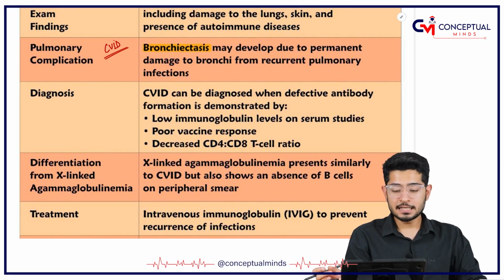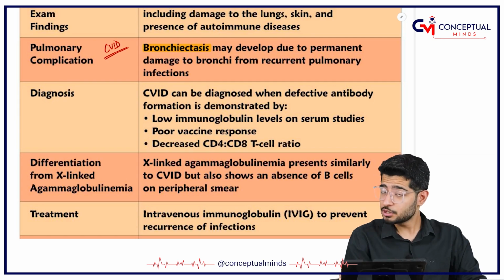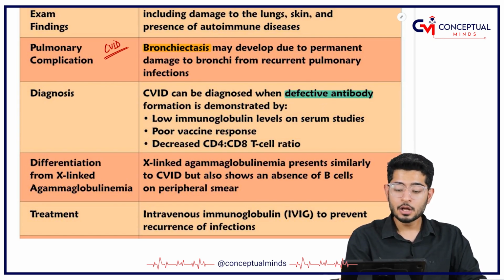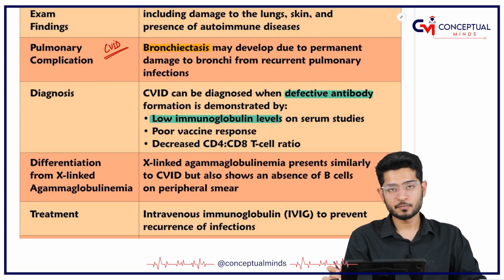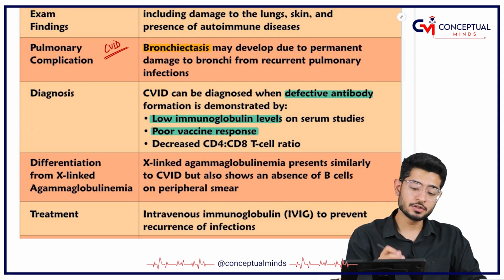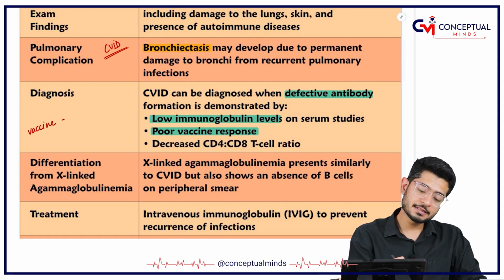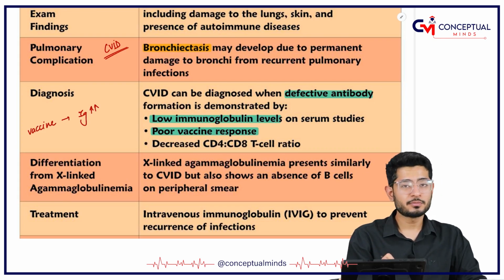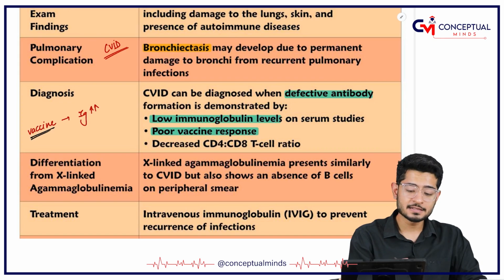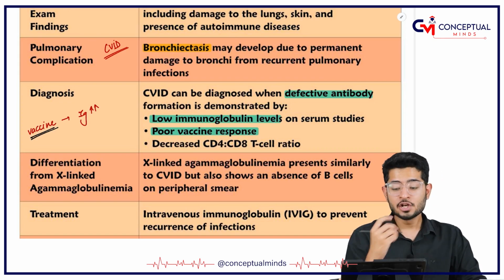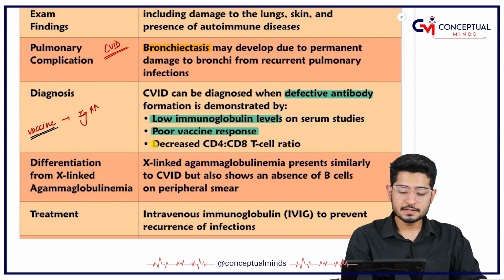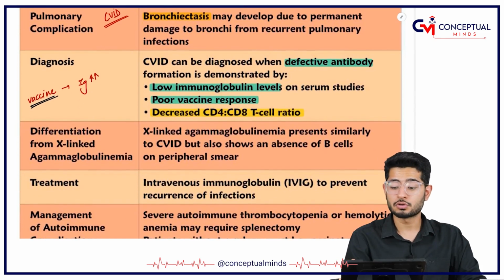Now CVID can be diagnosed when defective antibody is demonstrated. Understand, we can be sure of this diagnosis when we see the defective antibody. So how to demonstrate this defective antibody? Low immunoglobulin levels, poor vaccine response. If you know very well, a vaccine is something which is given to increase the amount of immunoglobulins, and since the immunoglobulin formation is hampered in this case, vaccines are also not going to give you some immunity. So poor vaccine response, and of course the CD4 to CD8 T cell ratio is going to be decreased.